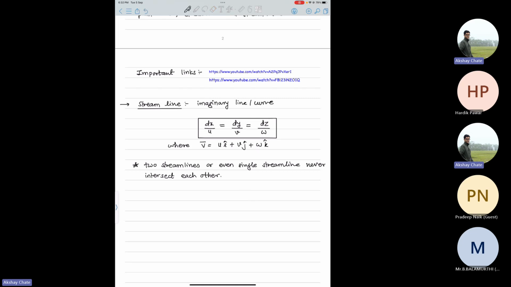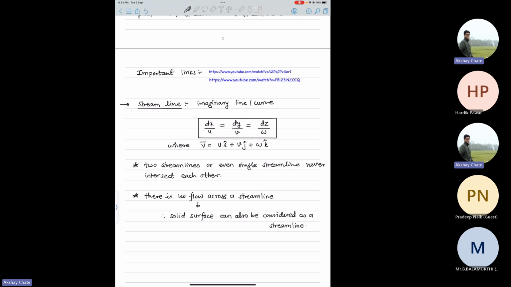And there is no flow across a streamline. So flow will always take place between two streamlines. It will never cross a streamline perpendicularly, and therefore a solid surface can also be considered as a streamline.